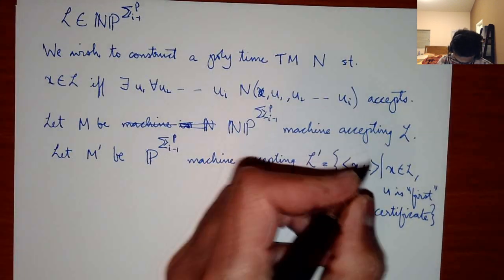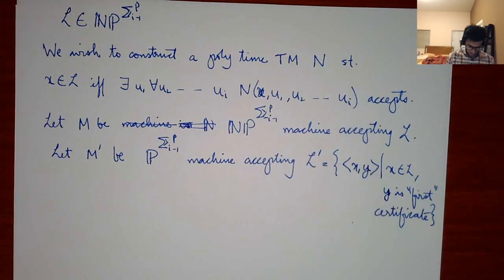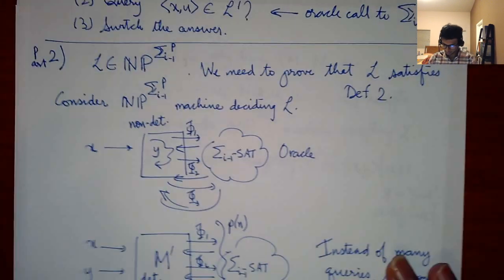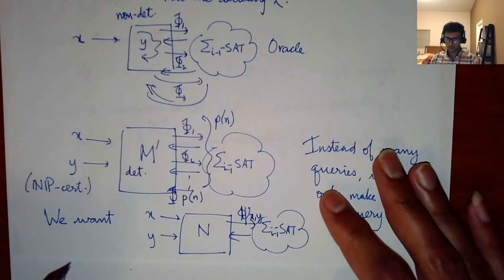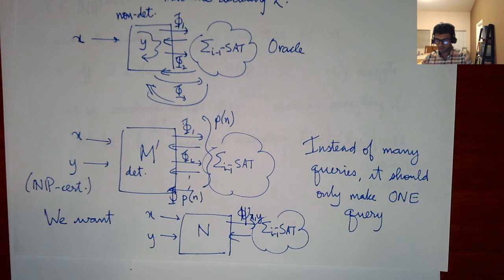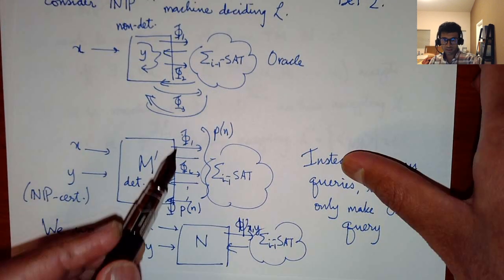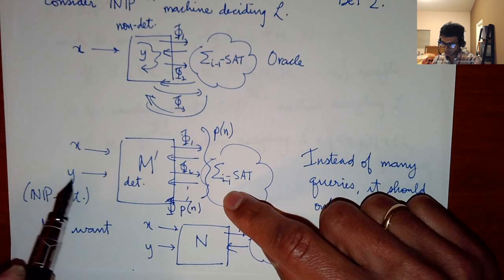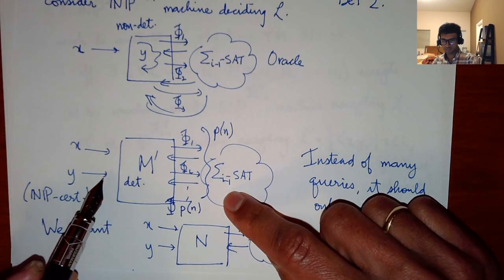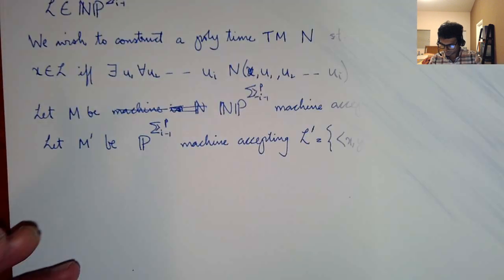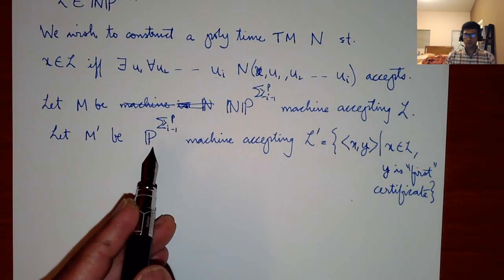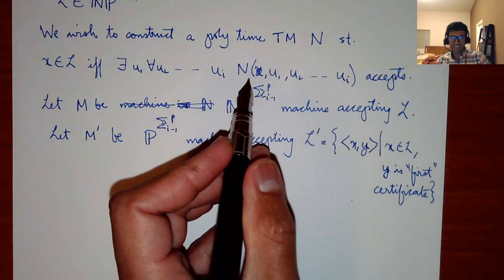Right? And I'll call this Y. Right? So I'm just rewriting this. I'm just saying that what you end up with is a machine M prime, which is deterministic. That's why I call this a P to the power sigma I SAT, which now takes in as input Y as well.